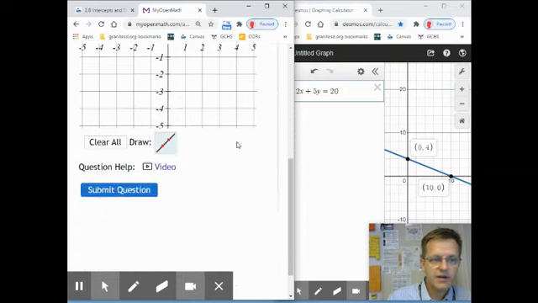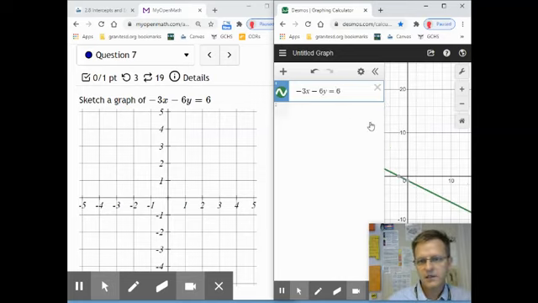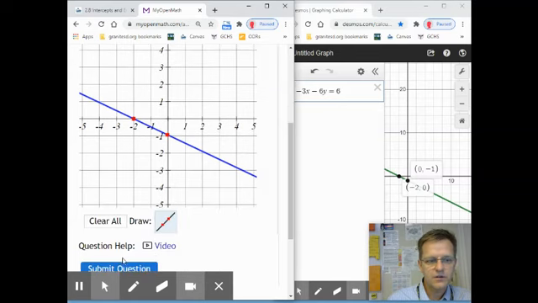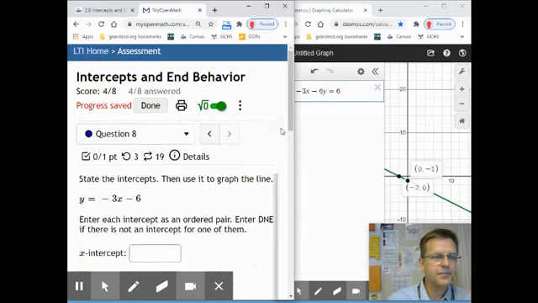Same thing here, right? So if you wanted to sketch a graph, let's just see what that would look like. Minus 3x minus 6y is equal to 6. But you can click here on these intercepts, and you can see that it crosses the y-axis at 0, comma negative 1, and it crosses the x-axis at negative 2. There you go. So I typed it into Desmos, clicked on the intercepts, and used the intercepts to graph it.